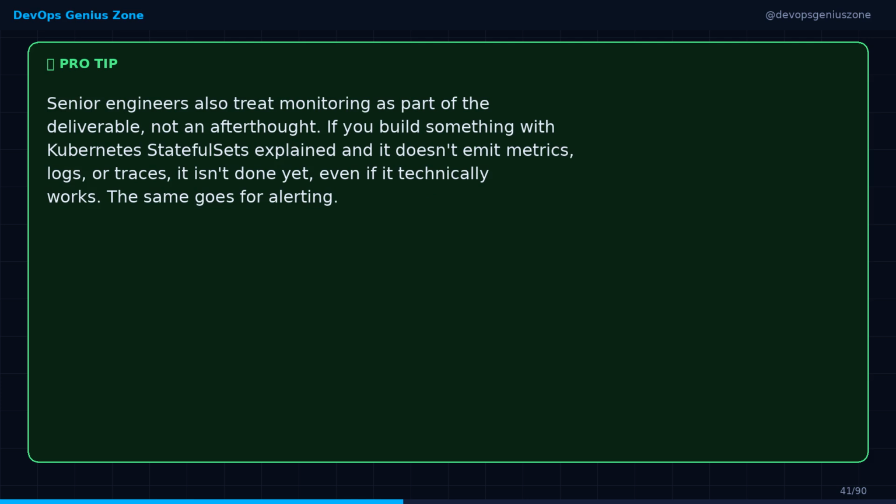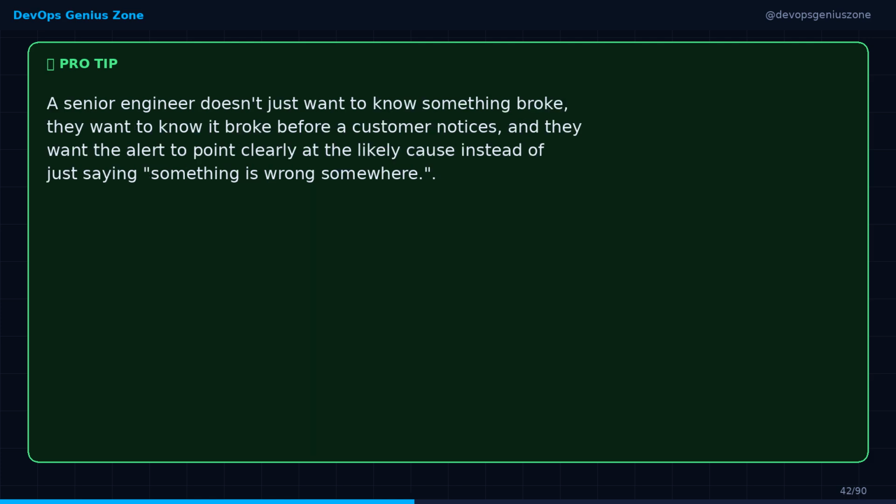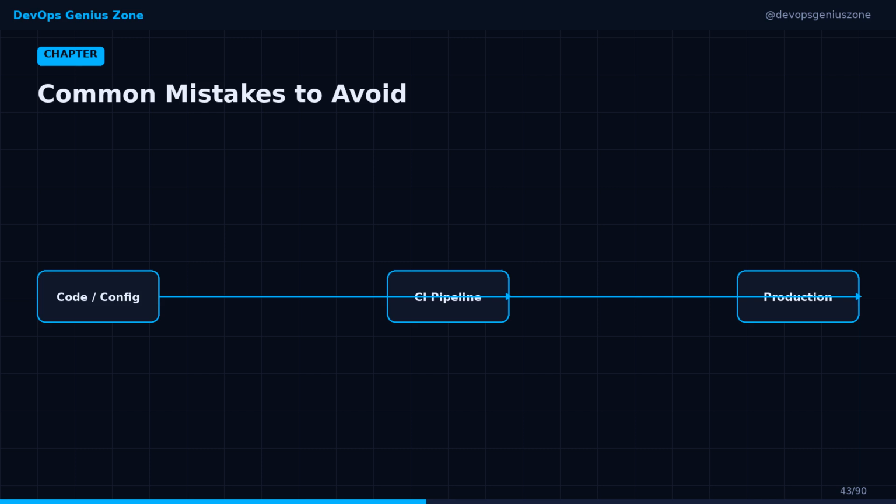The most common mistakes I see junior DevOps engineers make with Kubernetes StatefulSets Explained are skipping the planning phase, ignoring security until the end, and not handling failures gracefully. Avoid these and you are already ahead of most candidates. For example, never leave sensitive credentials in plain text, even in internal repositories. Use a secret manager or vault solution from day one.